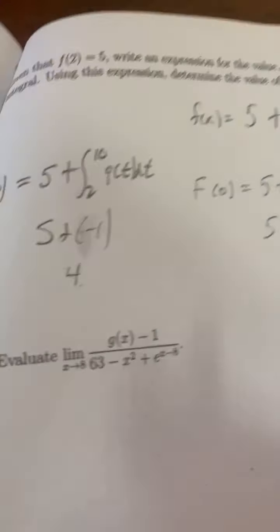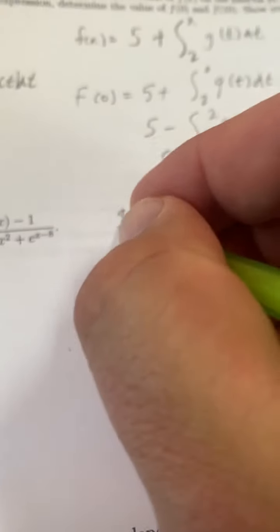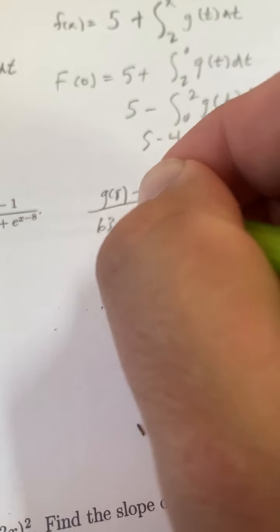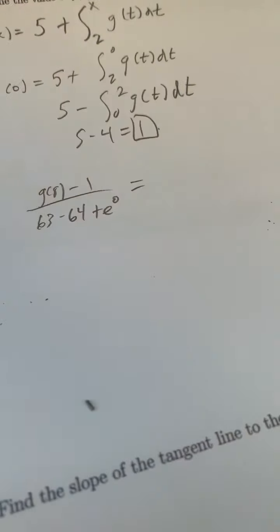And then D says, evaluate this limit. So first thing I'm going to attempt to do is to plug an 8 in. If I plug an 8 in, I get g of 8 minus 1 over 63 minus 64 plus e to the 0. So g of 8, if I go look at the picture, g of 8 is equal to 1. So I end up getting 0 over 0.